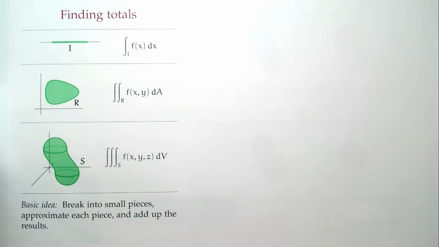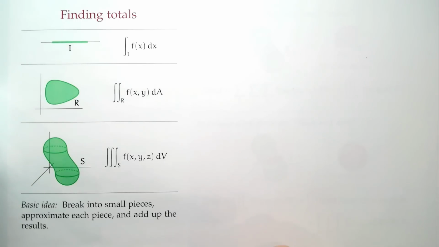With the dV, the intuition is we're breaking things up into little tiny chunks. Our solid, we break it up into little tiny pieces of volume, ask what happens on each little piece, and add it up. Okay, so that's the idea.